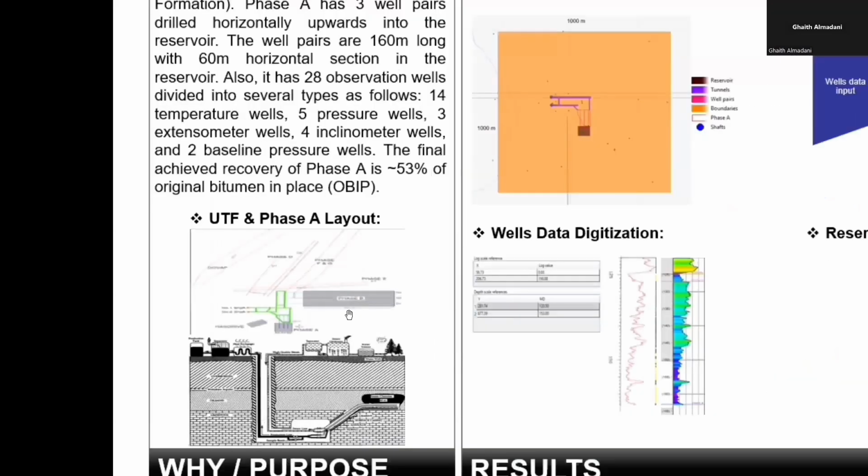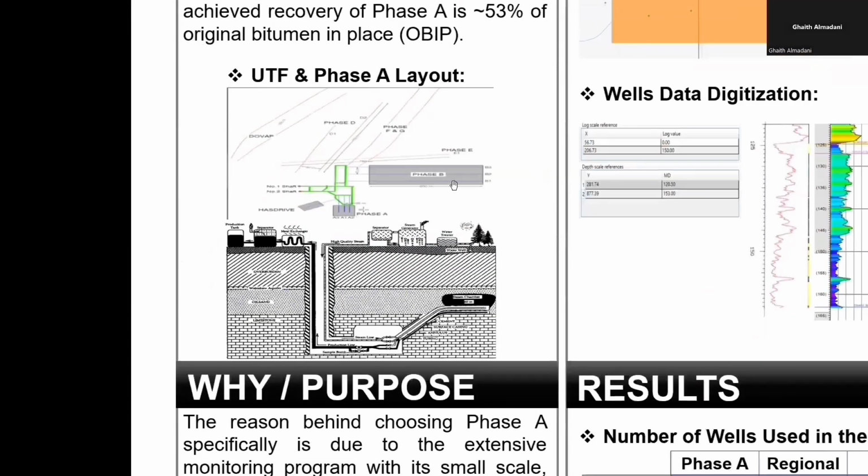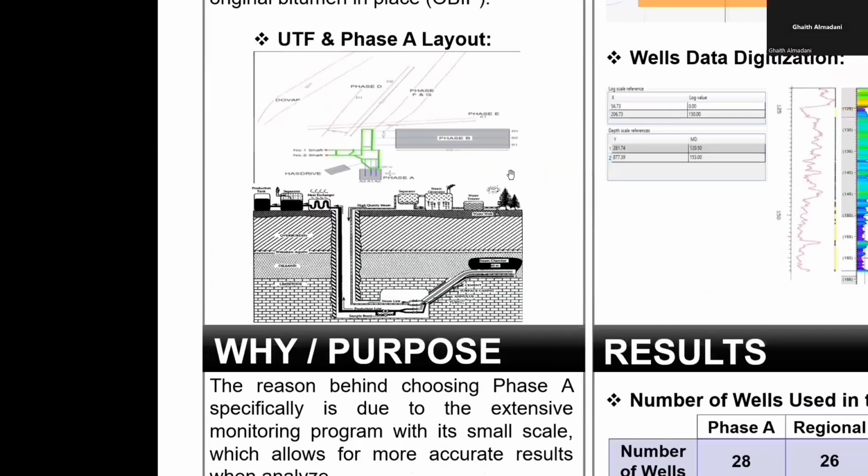Here we have two figures. The first figure shows the general layout of the UTF with Phase A here, along with all other phases of UTF. And the second figure shows the schematic representation of Phase A.